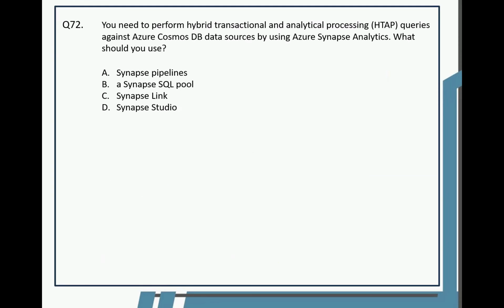All right. Here we need to find out what can be used to perform hybrid transactional and analytical processing against Azure Cosmos DB using Azure Synapse Analytics, and your options are Synapse Pipelines, a Synapse SQL Pool, Synapse Link, Synapse Studio. Now, friends, Synapse pipelines are used for ETL, which means extract, transform, and load, or in simple words, data movement. So let's rule it out.